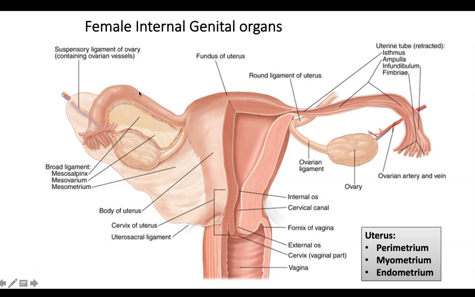The uterine tube is also called the fallopian tube or the oviduct. It is approximately 10 centimeters long.